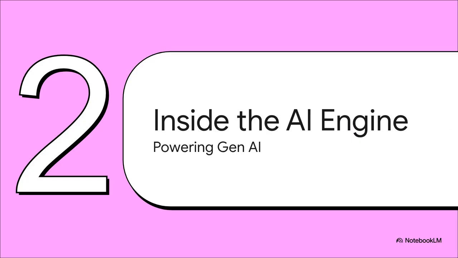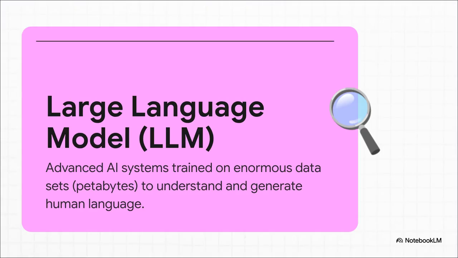Moving on to Section 2. So we've covered the what, and now it's time to get into the how. We're going inside the AI engine to demystify what's really going on in there. At the heart of almost all modern Gen AI is something called a large language model, or LLM. And the key word here is large. These models are trained on just a staggering amount of data. We're talking petabytes, which is like a million gigabytes of books, articles, websites, basically a huge chunk of the internet. It's that massive scale that gives them such a deep, nuanced understanding of language.